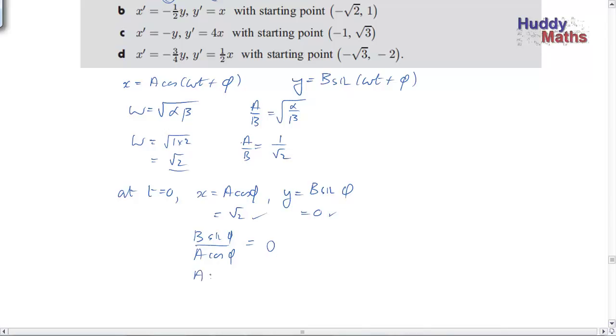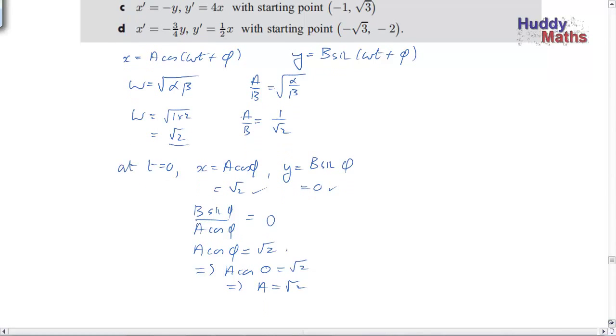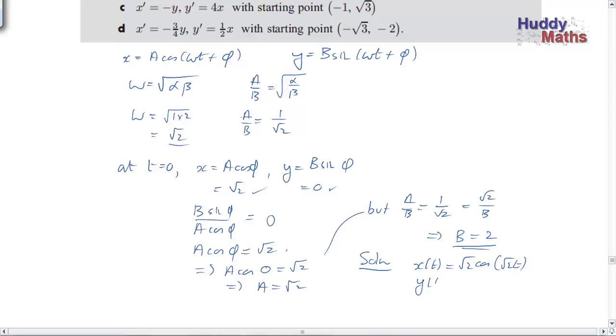So A cos phi is equal to root 2, implies A cos of naught is root 2. So therefore A is root 2. Running out of a bit of room here, so just come down a little bit. But then come over here, but here A over B is 1 on root 2, so that's root 2 on B, so that implies B is 2. Okay, multiplying across if you like. So the solution, a lot of work this, is x of t equals root 2 cos root 2t, and y of t is 2 sine root 2t.